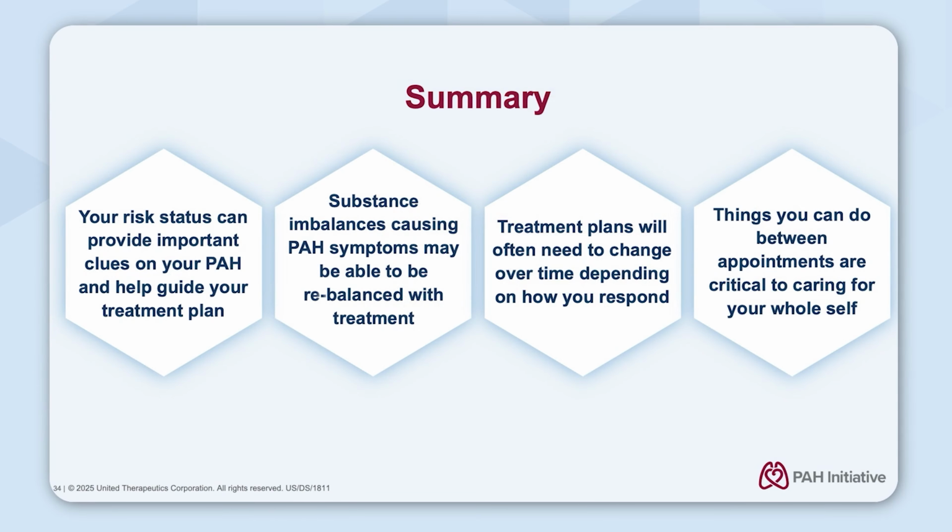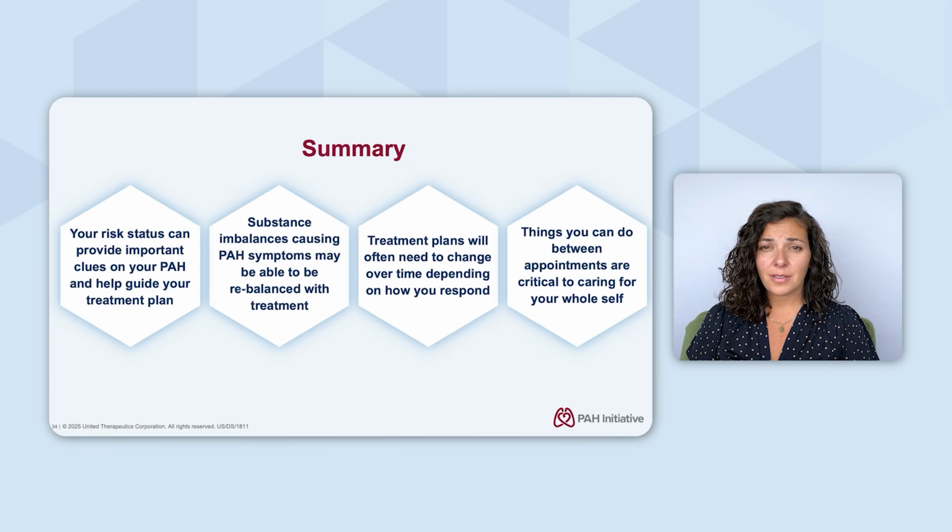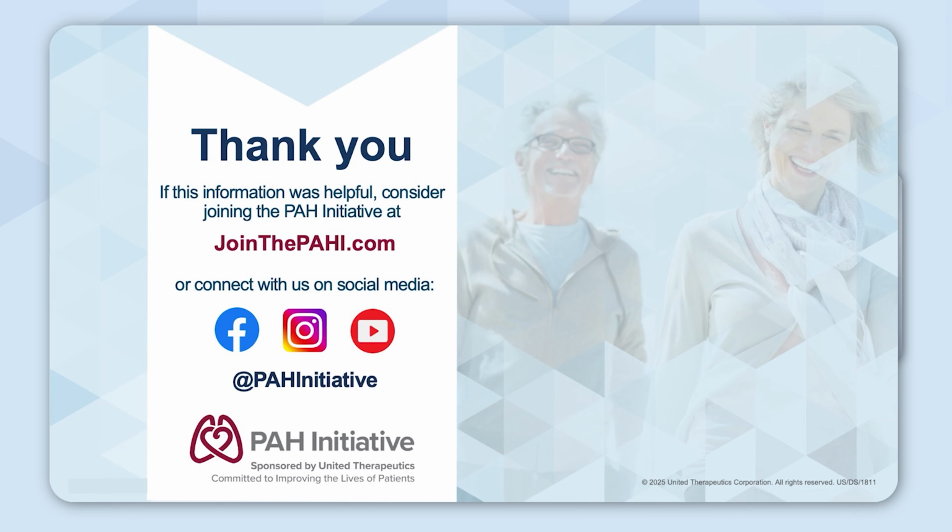In summary, your risk status can provide information for you and your clinician to help guide your treatment plan. PAH is a disease of blood vessel narrowing that is caused by an imbalance of these substrates, and that treatment is trying to target rebalancing these substrates back. Treatment plans will often need to change over the arc of your life living with PAH. And the things that you can do in between are critical for maintaining your quality of life and how you feel.